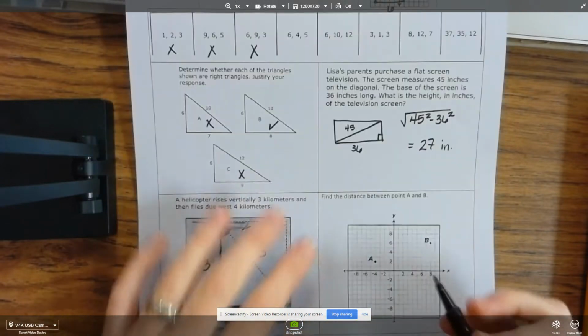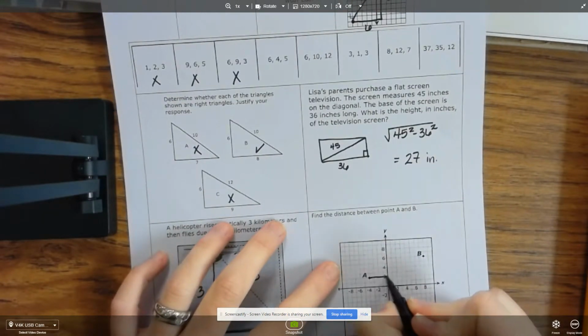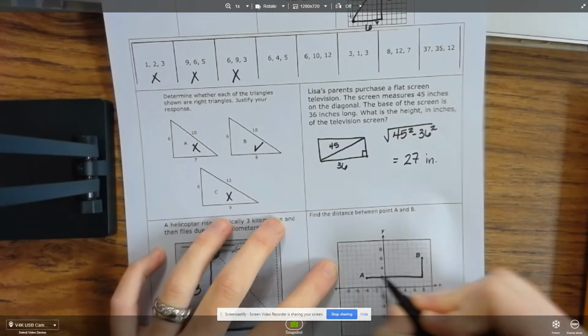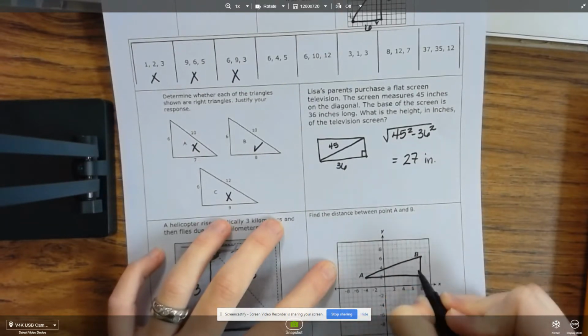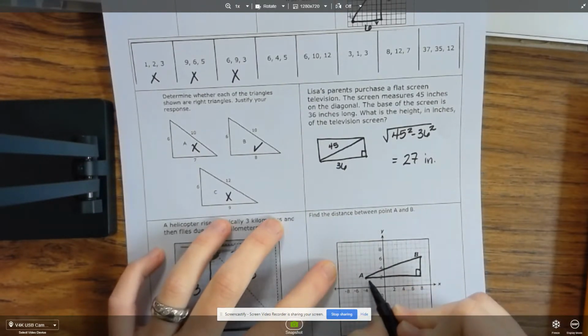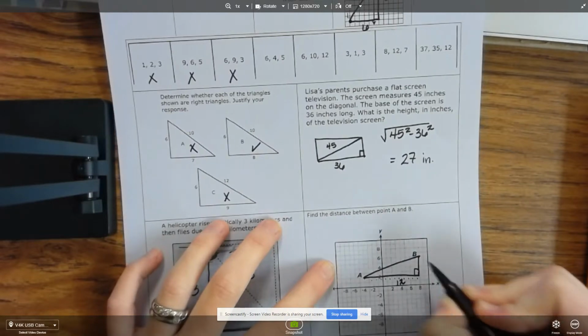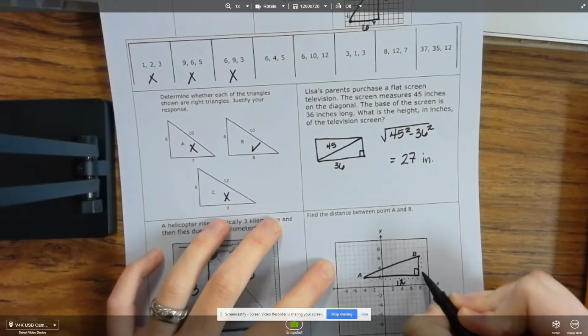And then finally, one more on the coordinate plane. So I want to draw my right triangle in and then count my distance. So 1, 2, 3, 4, 5, 6, 7, 8, 9, 10, 11. So that one is 12. And 1, 2, 3, 4. So that one is 4.